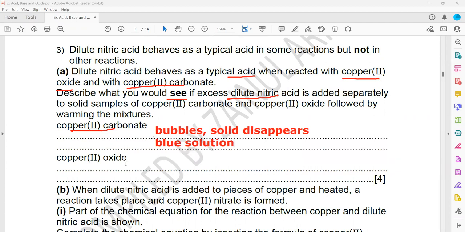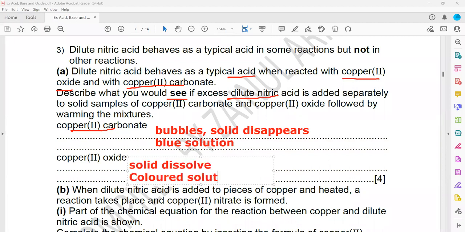When it reacts with copper oxide, what is the observation? You can say color change. A solution showing a color change is acceptable. When copper 2 oxide reacts with nitric acid, it gives copper nitrate plus water. So there will be no bubbles. The solid will disappear. The solid dissolves, or the solid will disappear and a colored solution forms. If you don't specify the color, that's fine. You just mention a colored solution is formed.